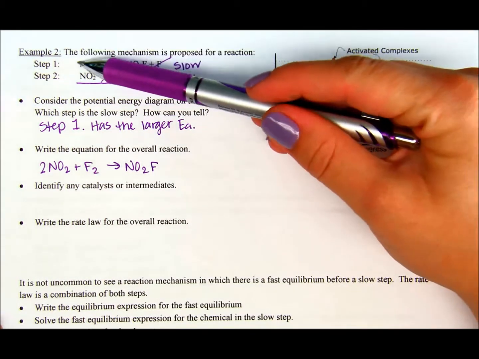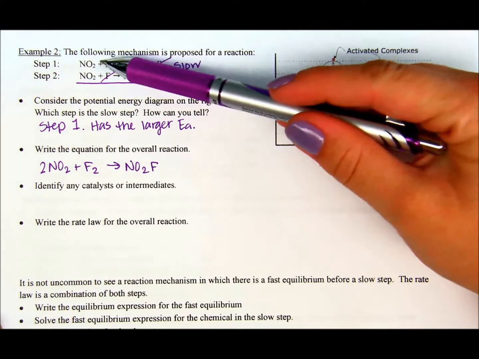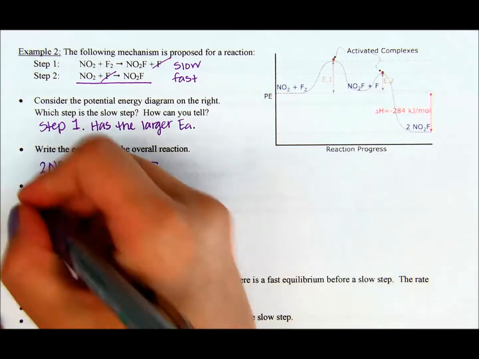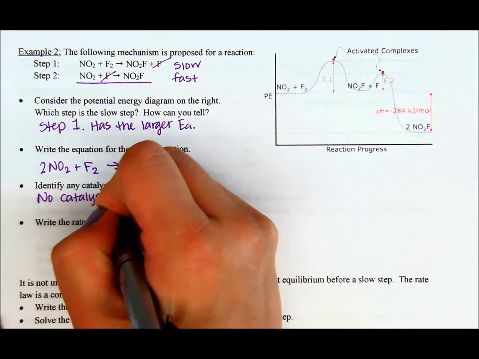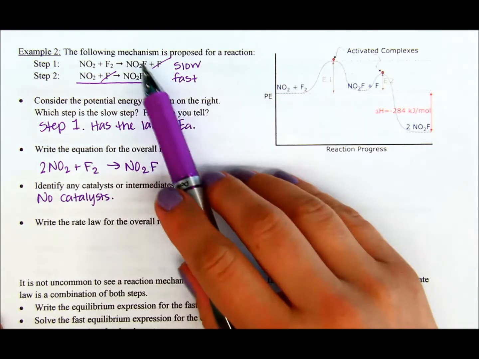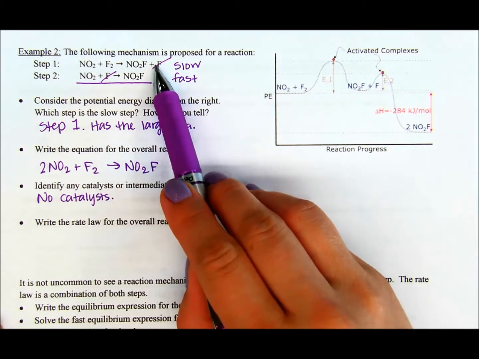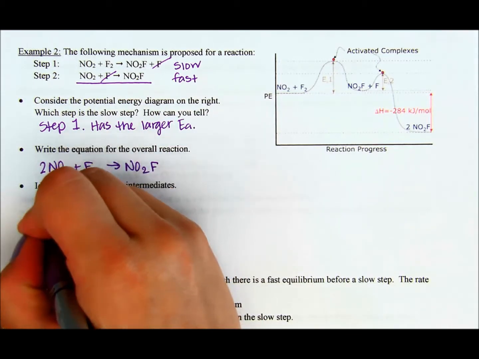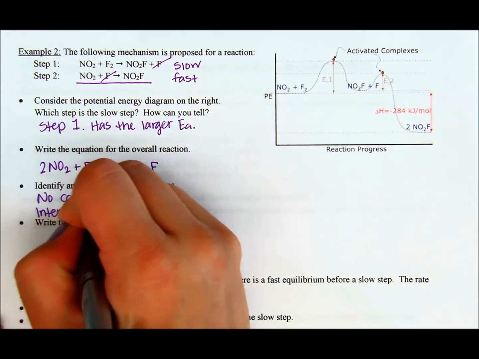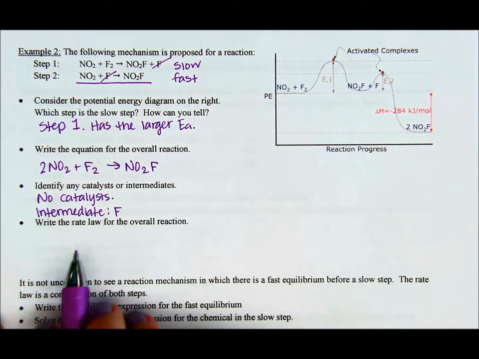Identify any catalysts or intermediates. Well, there's nothing that was present initially that's also present at the end, nothing that was used and then regenerated, so no catalysts. Intermediates, anything that was formed and then used up. Well, we can see here that fluorine was formed and then it was used up, so intermediates, definitely fluorine. Just fluorine.